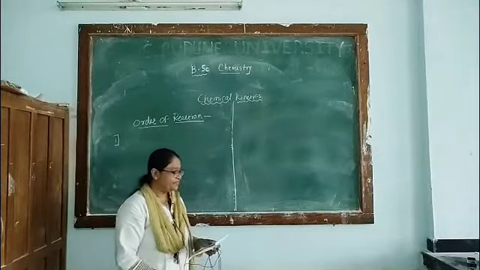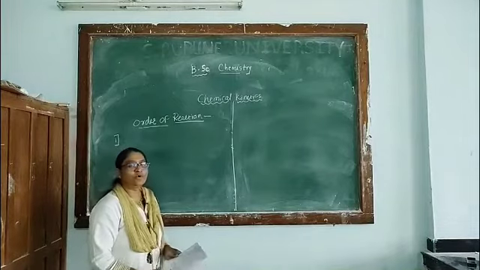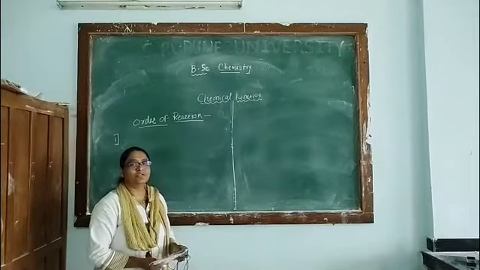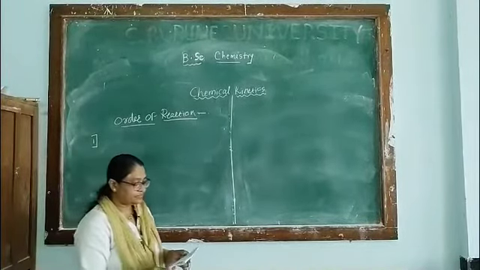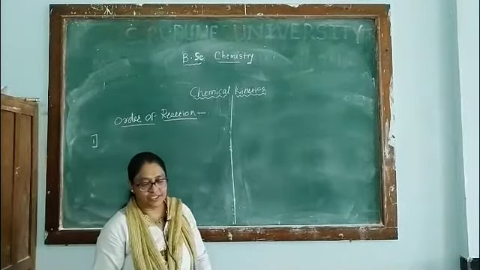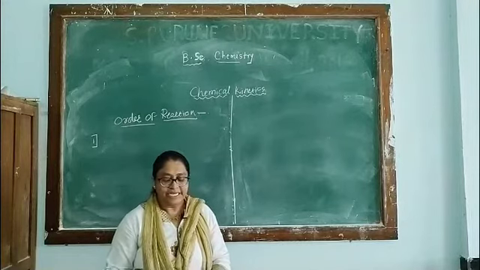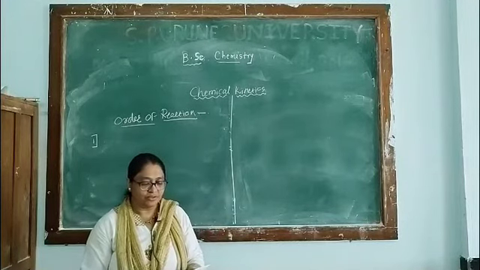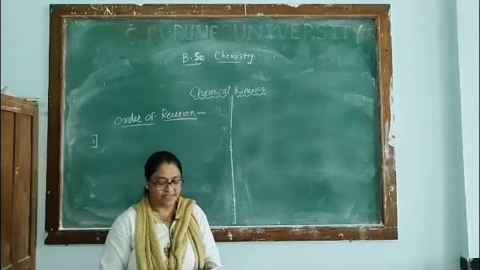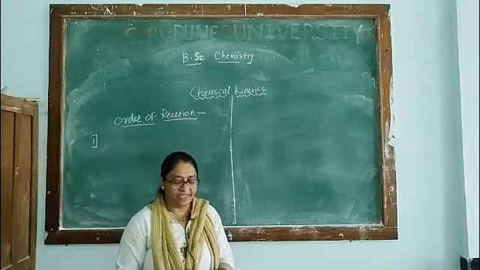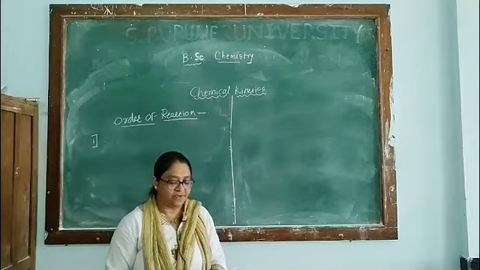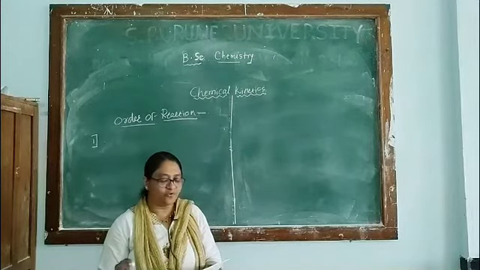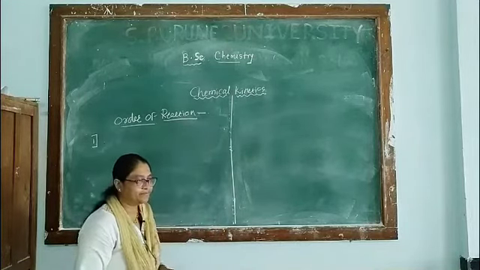Good morning everybody. In this lecture we are going to see the problems on the order of reaction. So the first problem: for a certain reaction, when the initial concentration of the reactant doubles, the half-life period becomes half of the initial half-life. Determine the order of reaction.